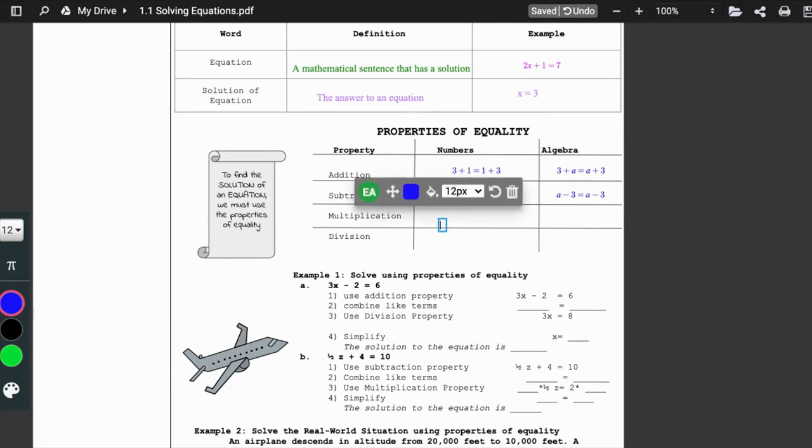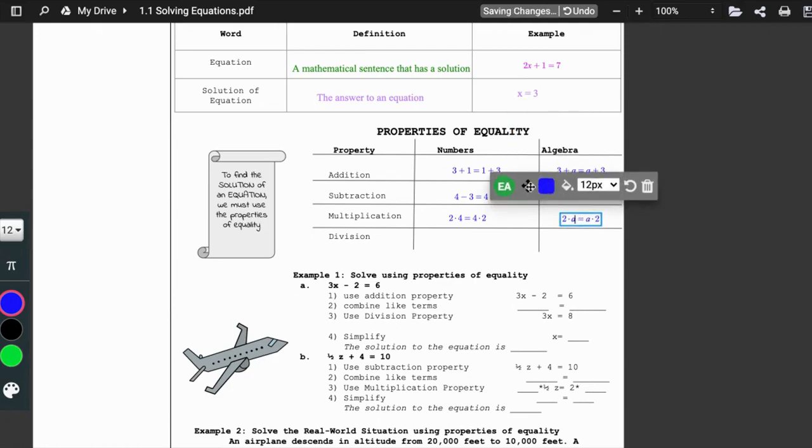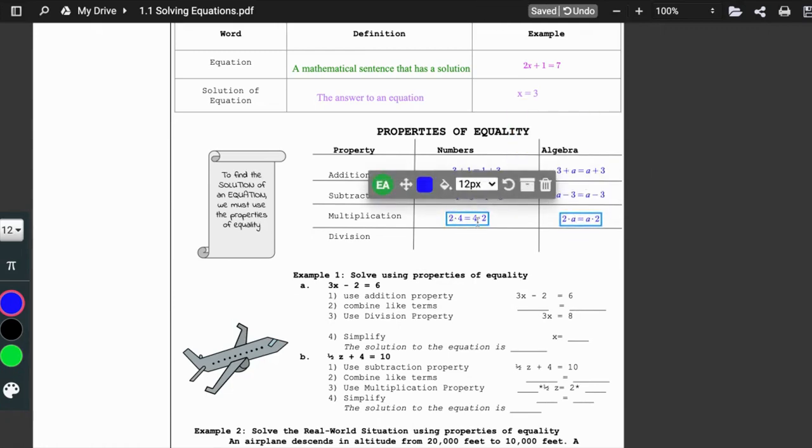The multiplication property just says that you need to do it to both sides. If I had 2 times 4, I'm doing the numbers this time, that's going to be the same thing as 4 times 2. Notice that these are commutative, which means it doesn't matter what way you do it. And with algebra, 2 times a is equal to a times 2. It's really just getting into the habit that whatever you do to one side, you have to do to the other. Notice that if I just multiplied 4 by 2, that's not the same thing as 4. It's a different number. So to make it equal, using the properties of equality, I also have to multiply the 2 on the right-hand side.